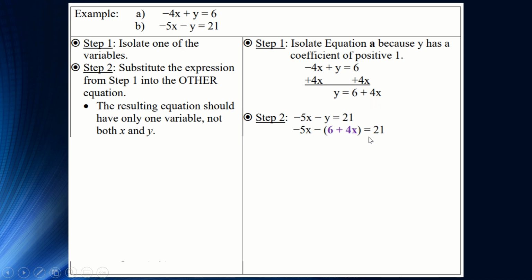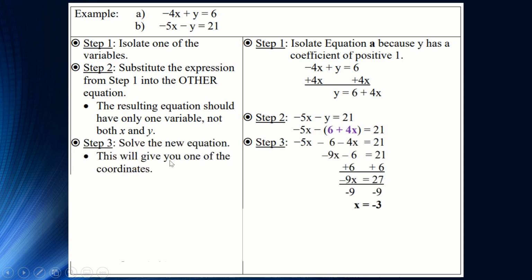Great. Now we just have one variable. So let's solve that new one. We're going to combine our like terms. Negative 5x and negative 4x is negative 9x. Minus 6 is 21. Add 6 to both sides, negative 9x is 27. We divide by negative 9, and x is negative 3.